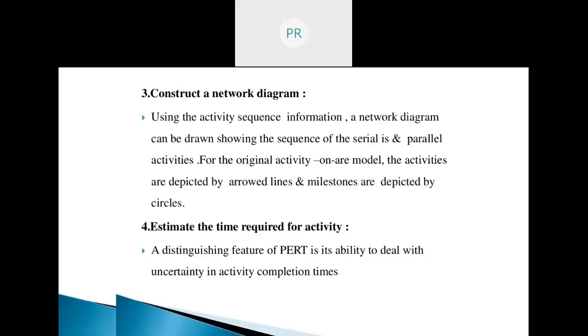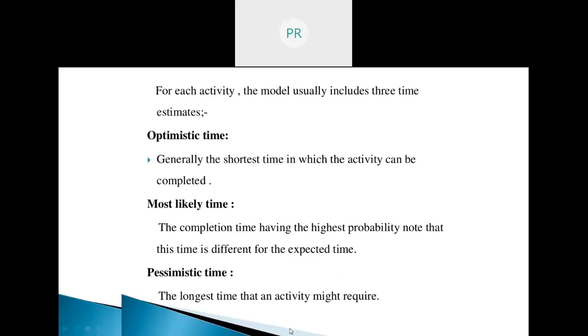They are useful tools for setting schedule goals and monitoring progress. Fourth step: estimate the time required for the activity. A distinguishing feature of PERT is its ability to deal with uncertainty in activity completion time. For it, PERT uses a 3-point estimate. Instead of providing activity estimates as a discrete number, it's often helpful to create a 3-point estimate. The 3-point estimate consists of 3 times: the optimistic time, the most likely time, and the pessimistic time.